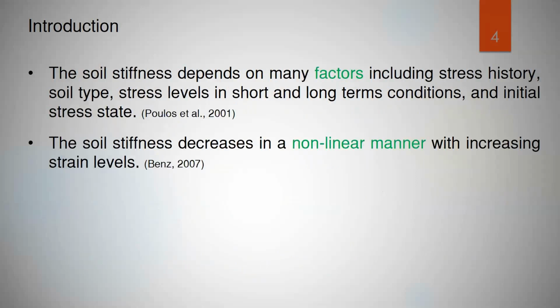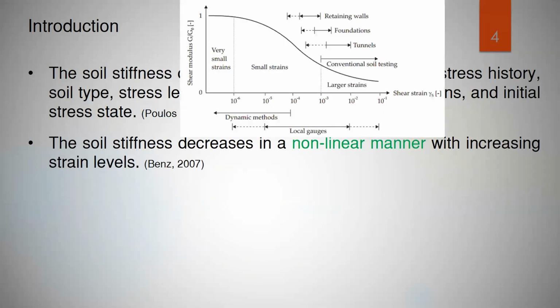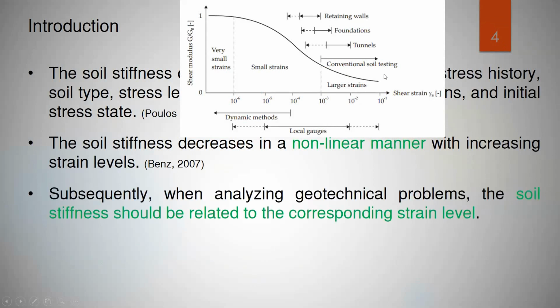Actually, the soil stiffness depends on many factors like stress history, soil type, stress level, and initial stress state. Also, soil stiffness decreases in a nonlinear manner with increasing strain level. Subsequently, the soil stiffness should be related to the corresponding strain level when analyzing geotechnical problems.